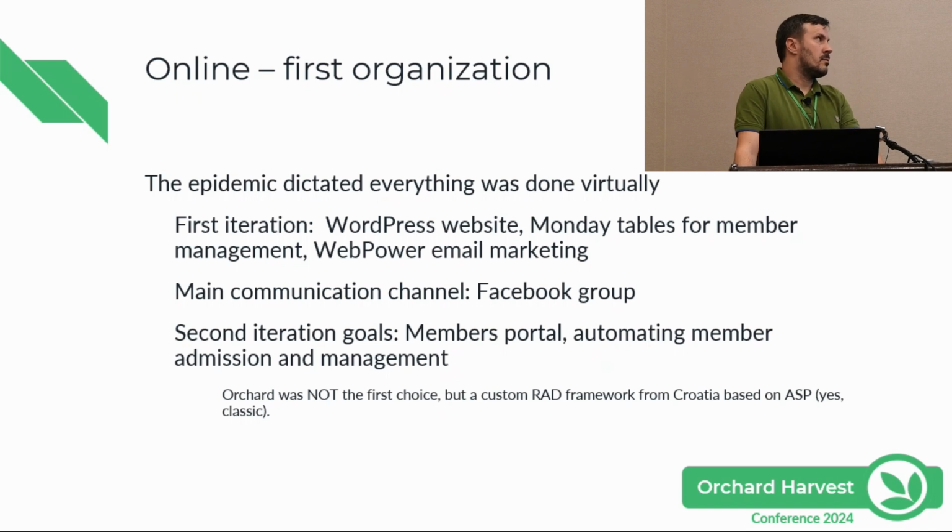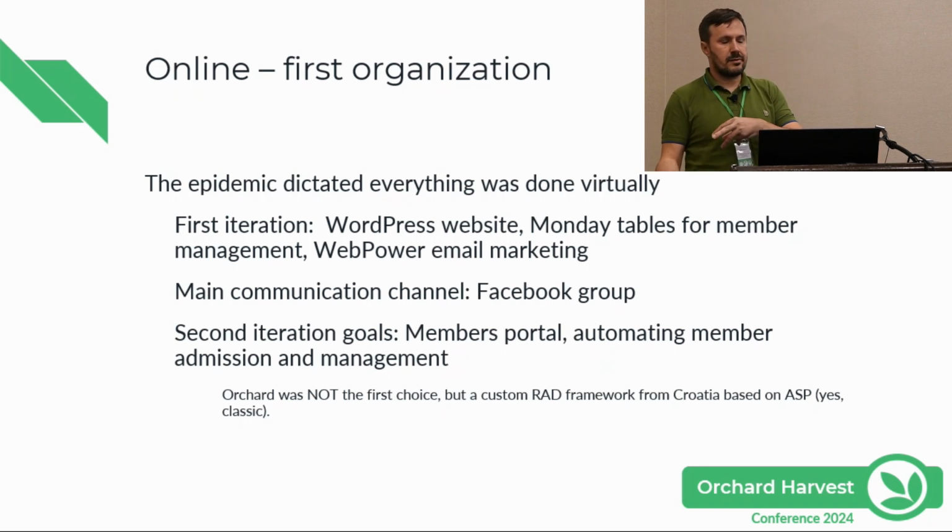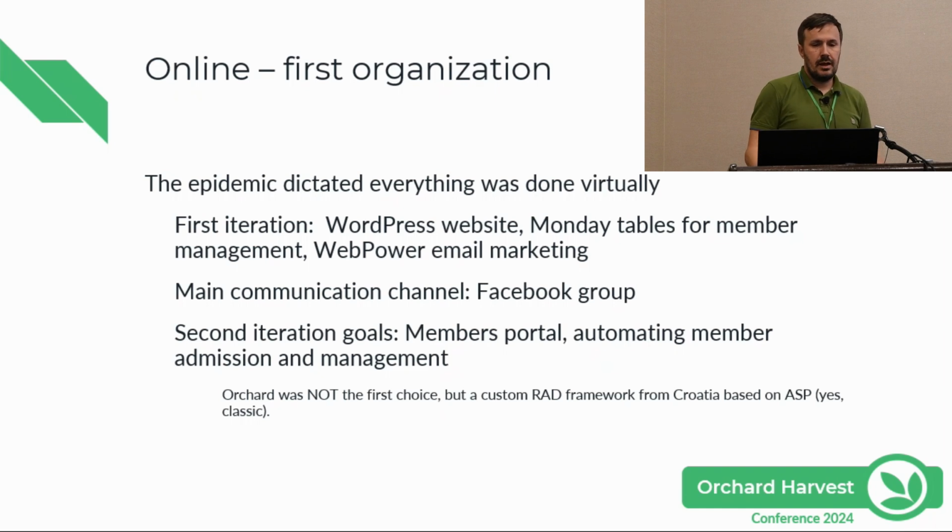Another of our members had the WebPower email marketing system, so we would export from one system to the other, and so on and so forth. We also had the main communication channel, which is the Facebook group. That's actually how the whole thing started and grew. The Facebook group has around 60,000 members, and it was the main channel of communication. We had a lot of issues with managing all these members and donations and all that stuff.